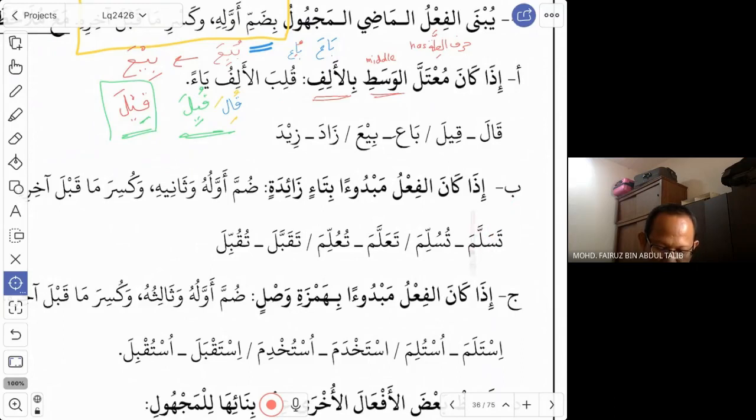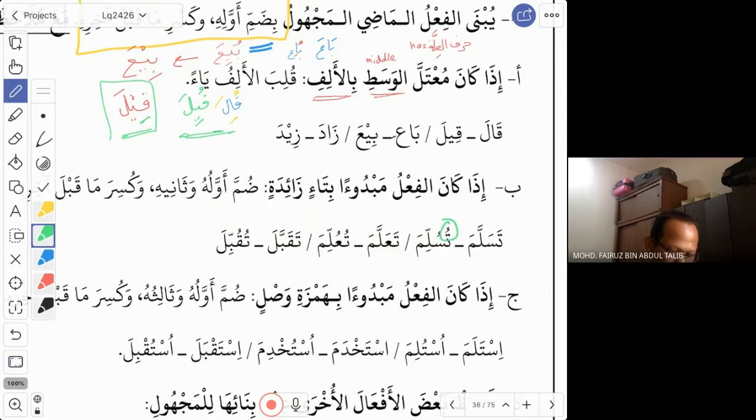So now they said idha kana al-fi'lu, but the general rule still applies. Dhamma and then kasra. Idha kana al-fi'lu mabdu'an bi ta'in za'idatin. If the fi'il is started with an additional ta. So you see, for example, tasallama, ta'allama, taqabbala, where this ta is an additional ta. Tasallama. So what do you do? Dumma awwaluhu, still the same rule. The first should have a dhamma.